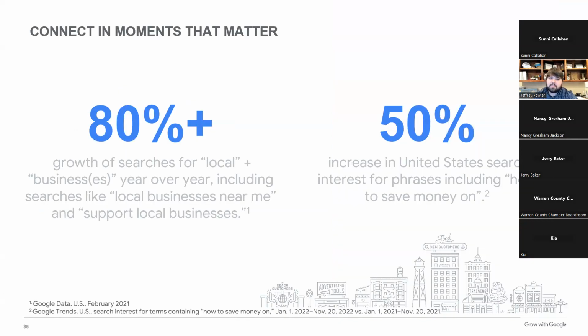And this is really important because over the last couple years, there's been an 80% growth for the search of local plus businesses. And this is just year over year. People are constantly looking for local businesses near me, and they're probably even typing in keywords like local contractor near me, local computer repair place near me. So you want to make sure that everything you have on Google is up to date. And there's a 50% increase on how to save money. And it can be on any topic after that.